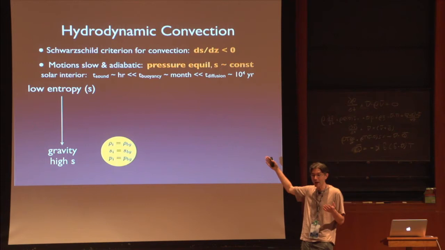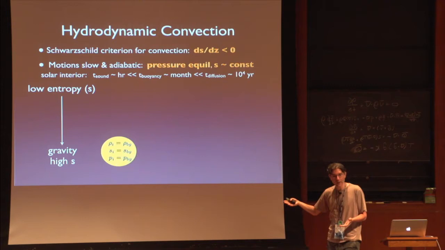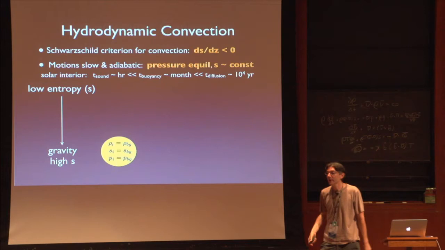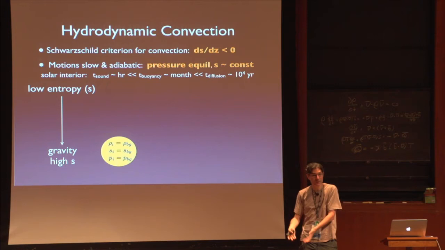At that new position, is it less dense than its surroundings? If it's less dense than its surroundings, it will be buoyant. It'll continue to rise. On the other hand, if at the new position it's more dense than its surroundings, then it'll be heavy and it'll sink. That's the basic question we want to answer.